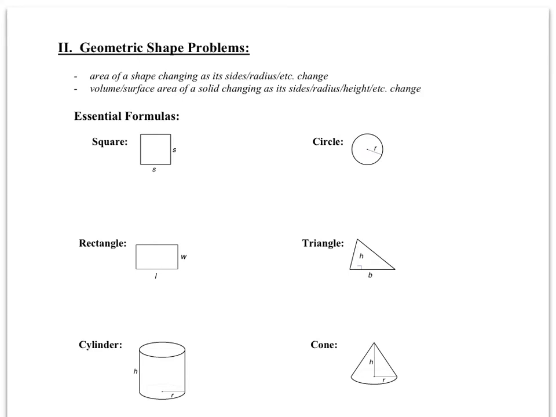Hello and welcome to module number 2 of 4.6 related rates. This module is going to focus on geometric shape problems. Now, if you recall from module number 1, every one of those word problems involved a right triangle of some kind, and therefore we used the Pythagorean theorem. This module is quite a bit different.